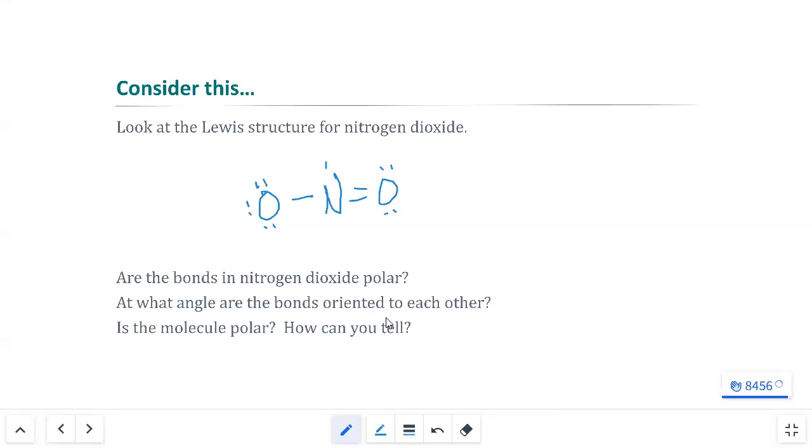Can we determine the polarity of the bonds in nitrogen dioxide? Absolutely. Remember, that's what electronegativity difference was all about. I can look at the electronegativity of nitrogen, compare it to the electronegativity of oxygen, subtract them from each other, and determine if that is a polar bond or a non-polar bond. Polarity of bonding is something that we can establish if we know the 2 atoms that make up the bond.